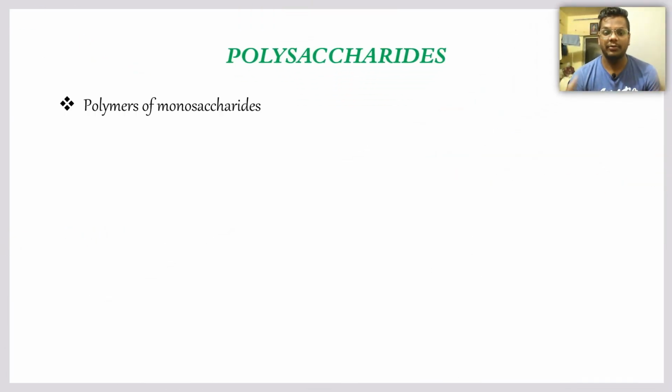Polysaccharides are polymers of monosaccharides, but of high molecular weight. Here the monomers are not like 2 to 10 like in oligosaccharides, what we saw. Here the units are repeated in hundreds, in thousands, in millions. So polysaccharides are big polymers of monosaccharides having high molecular weight.